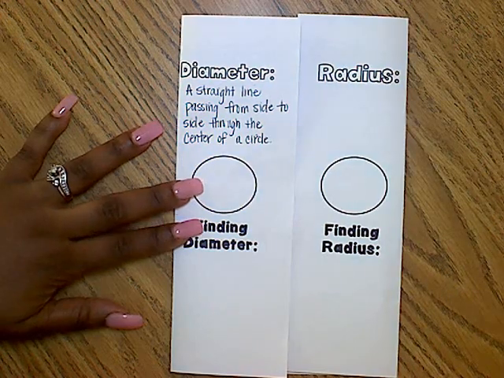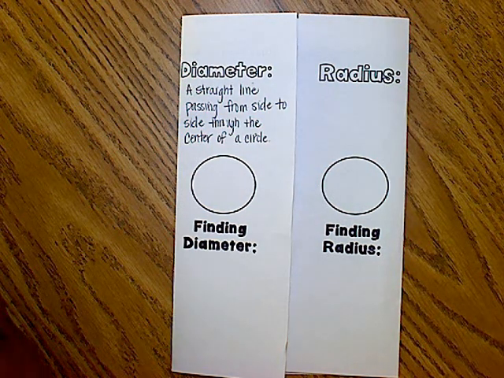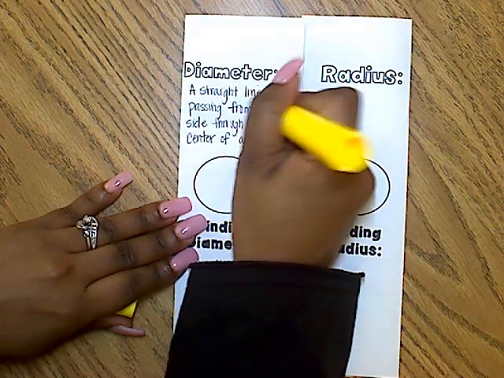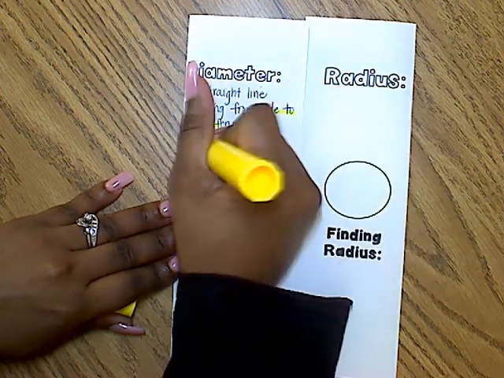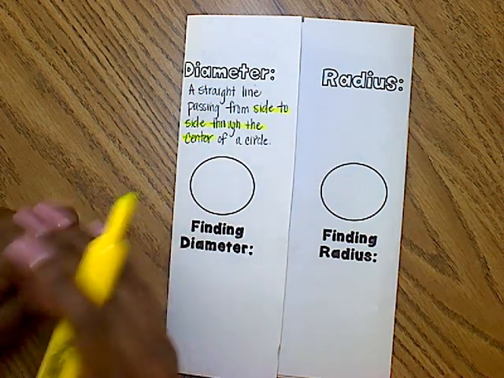So again, go ahead and pause the video if you need to get this down. The diameter is a straight line passing from side to side through the center of the circle. The important things to remember is that it goes side to side and it goes through the center. So just highlighting that, it goes from side to side through the center.